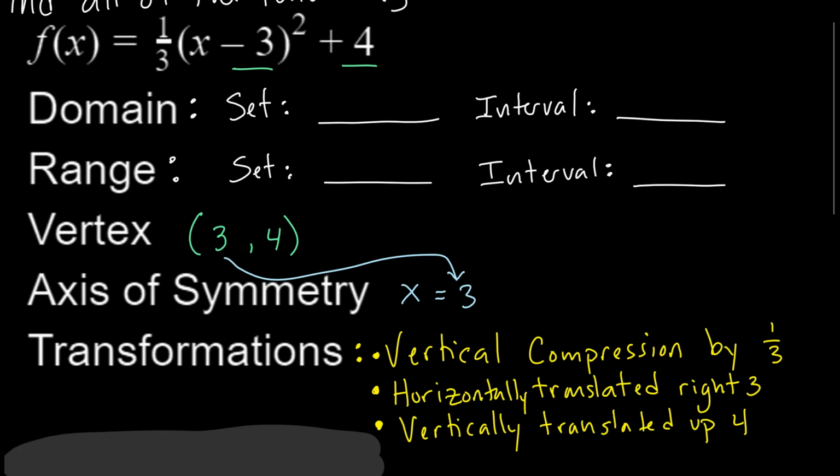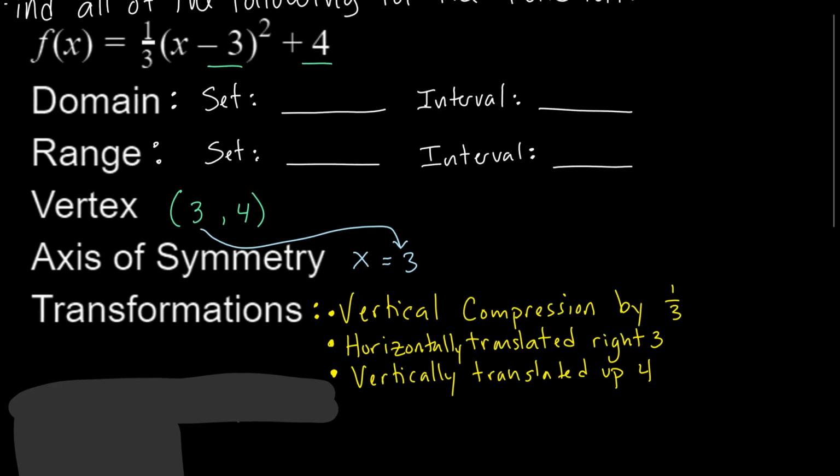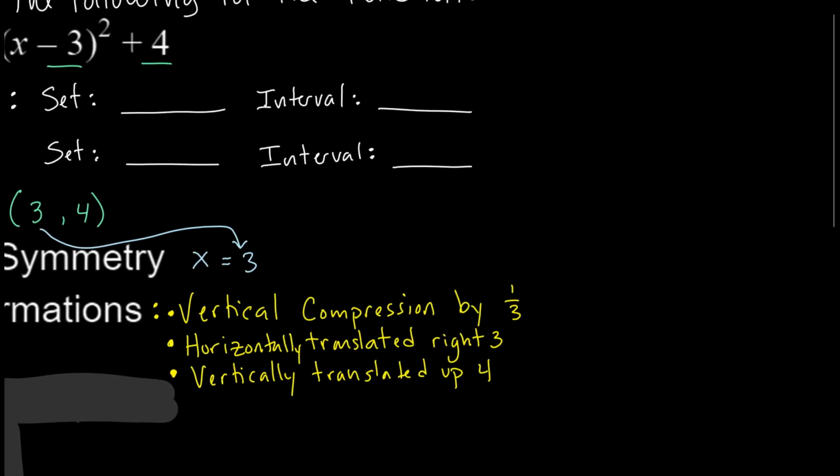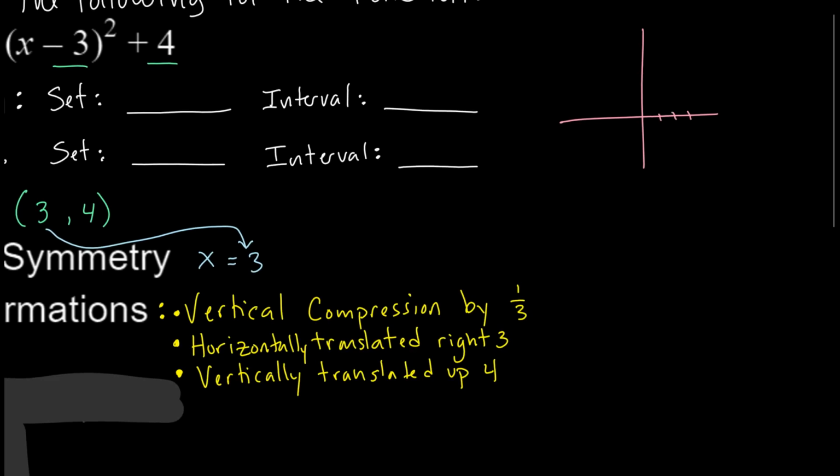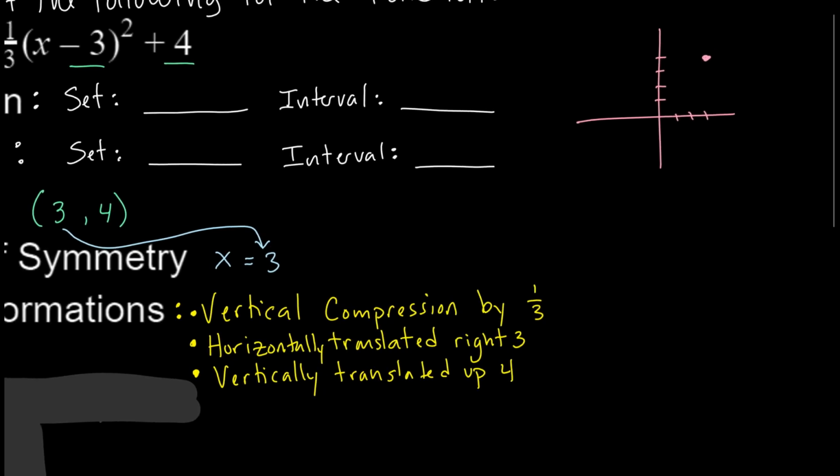Okay, so now domain and range. I asked you guys to find both of these in set and interval notation. Now, I don't know about you, but personally, I have a hard time looking at a function and just knowing the domain and range. What I do in my head, and sometimes I even sketch it, and I'll sketch it for you guys, is I sketch the graph, just so I can have a little visual representation. So here, I know that this was moved to the right 3 and up 4. So there's our vertex, and it was compressed, so it is wider.